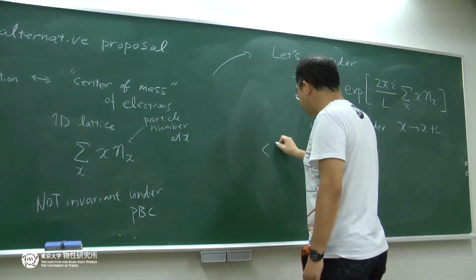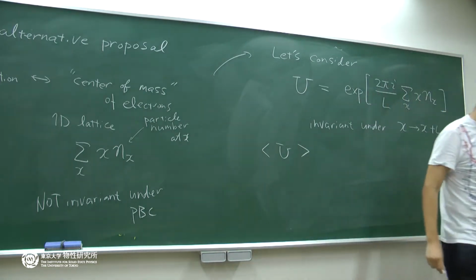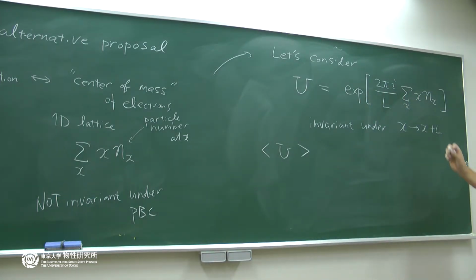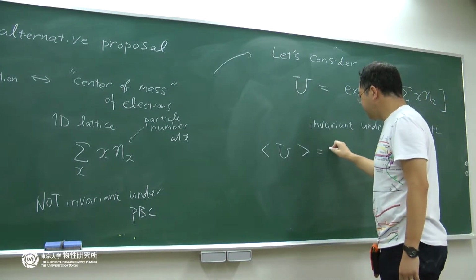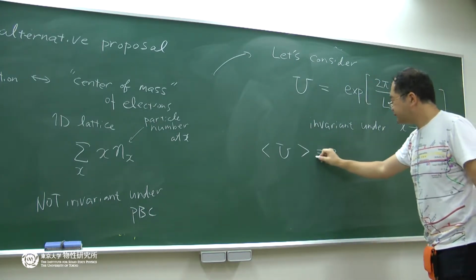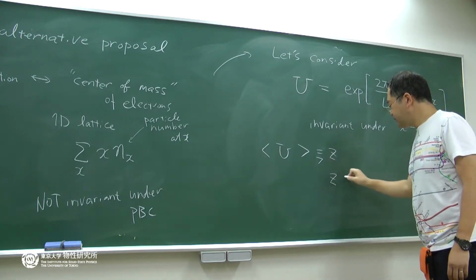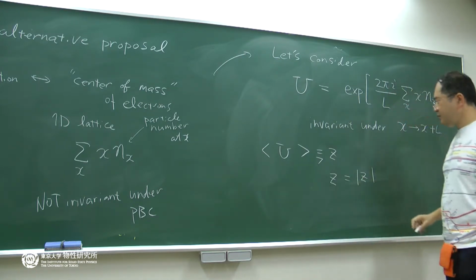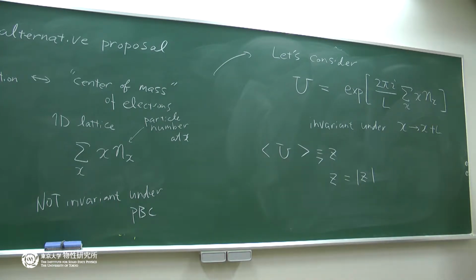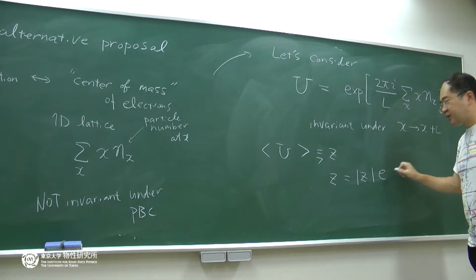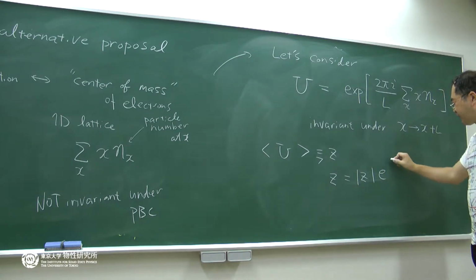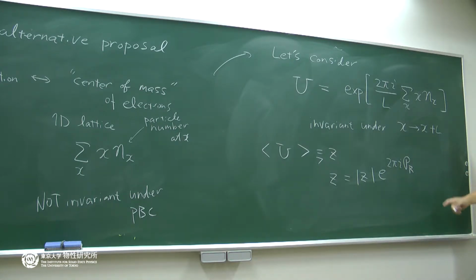Then he proposed that we can consider the expectation value of U, which is in general a complex number, let's say z. This complex number is decomposed into an amplitude part and a phase part. He proposed that this phase part reflects the center of mass of electrons. So this phase part can be interpreted as a polarization.